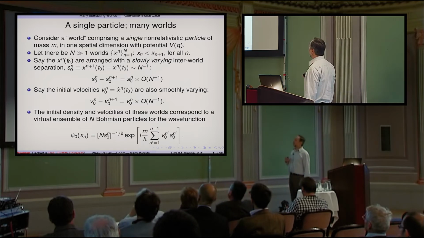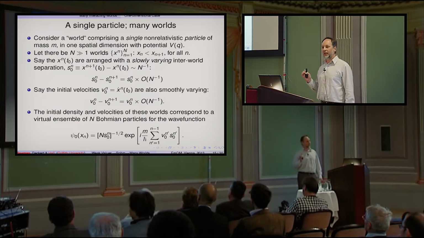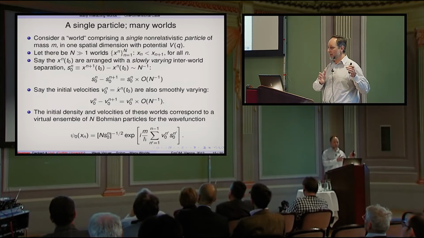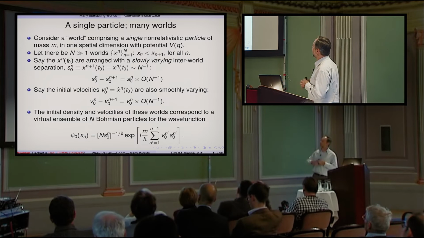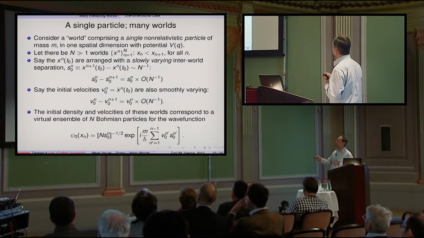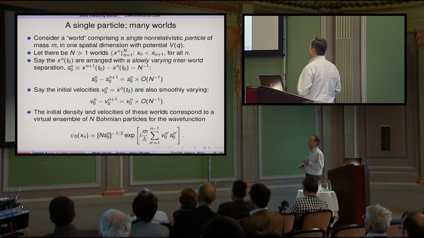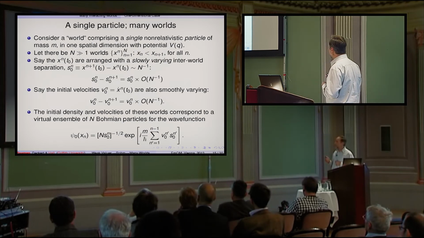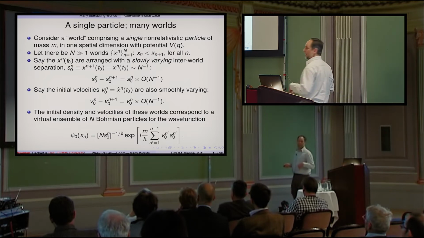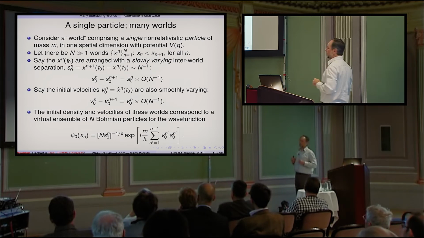And I'm going to assume here that those worlds are arranged with a slowly varying interworld separation. They don't have to be evenly spaced, but the spacing itself only changes slowly. In other words, the difference between spacings of neighboring worlds is of order n to the minus 1, where n is the number of worlds. I'm also going to assume that the initial velocities of those worlds are smoothly varying in the same sense, that if you have two worlds which start off close together, their velocities are going to be close as well.